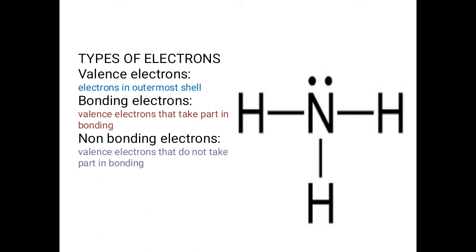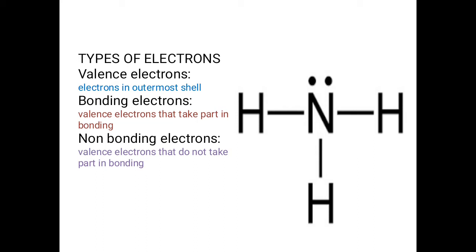The electrons which are present in the outermost shell are called valence electrons, because these electrons make the valency of the atom. Now these valence electrons are further classified as bonding and non-bonding electrons. We see the bonding electrons take part in bonding, and sometimes the atom completes its octet by making single covalent bonds, and there are some electrons which do not take part in bonding.